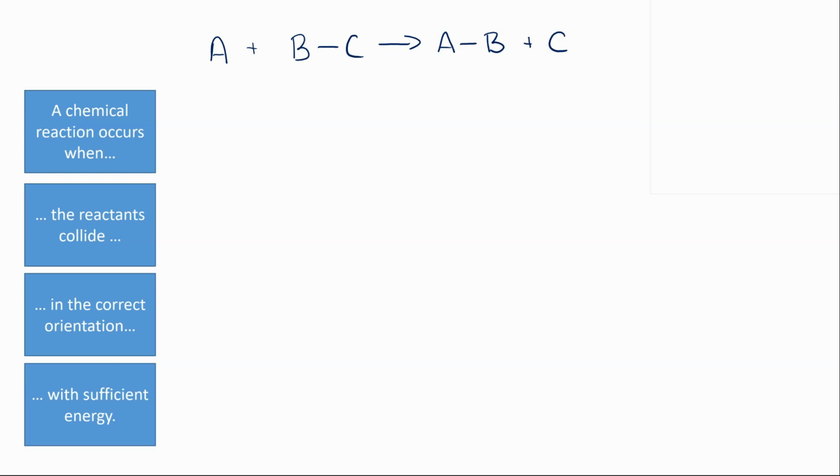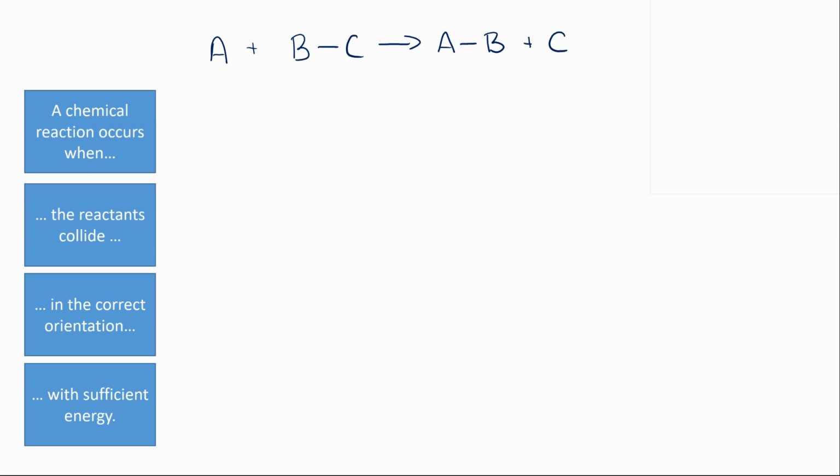Collision theory explains why chemical reactions occur in a way that we can predict how parameters like temperature and concentration will affect the rate of a chemical reaction, or the reaction kinetics. So according to collision theory, a chemical reaction will occur when three things happen.